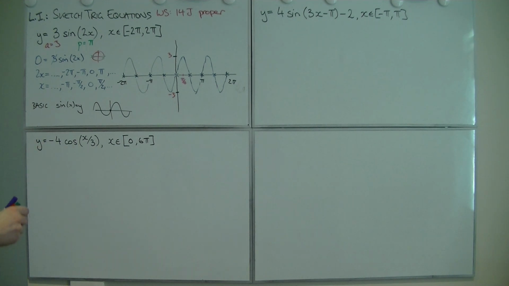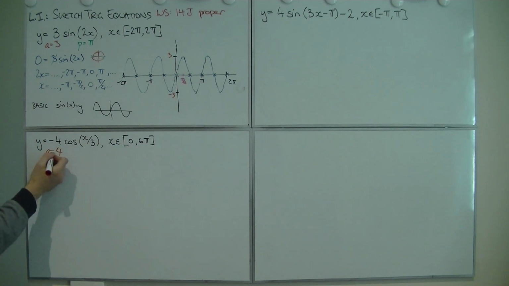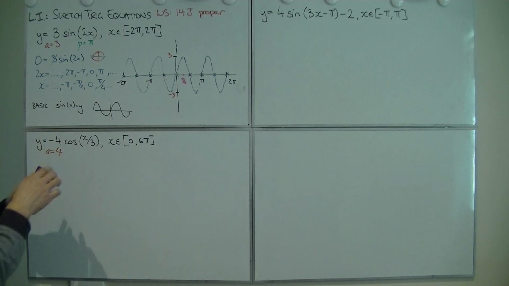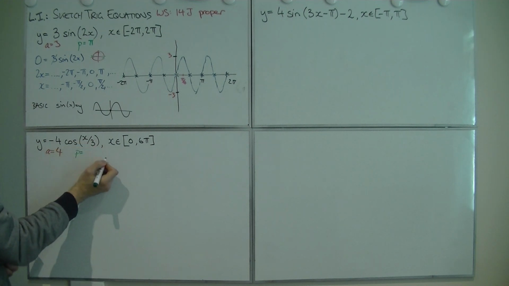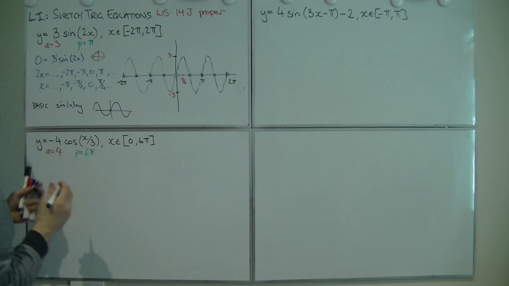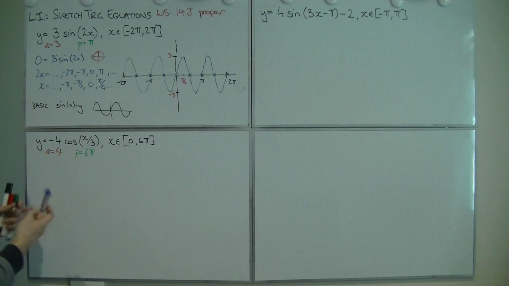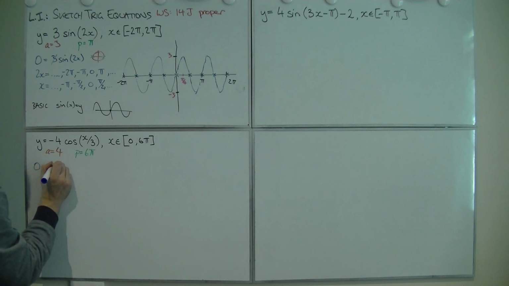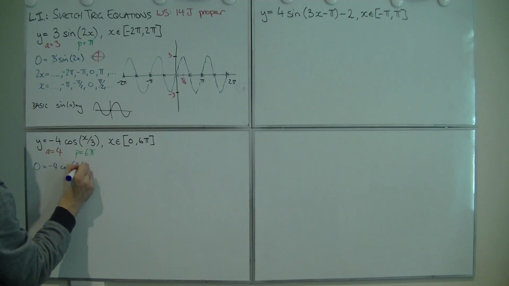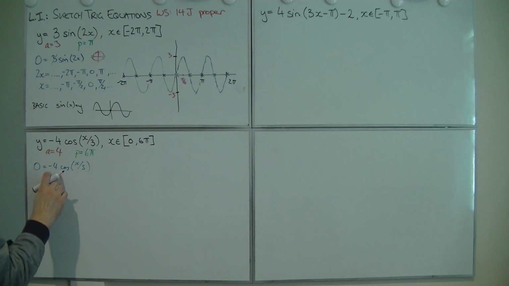Similar story. Grab the stuff you can grab for free. Amplitude is 4. Remember, amplitude is just the positive value. Period is 2 pi divided by a third, so that becomes 6 pi. Beautiful. Cool. We want x-intercepts, so 0 for y. We can divide everything by negative 4. That makes it nice and easy.